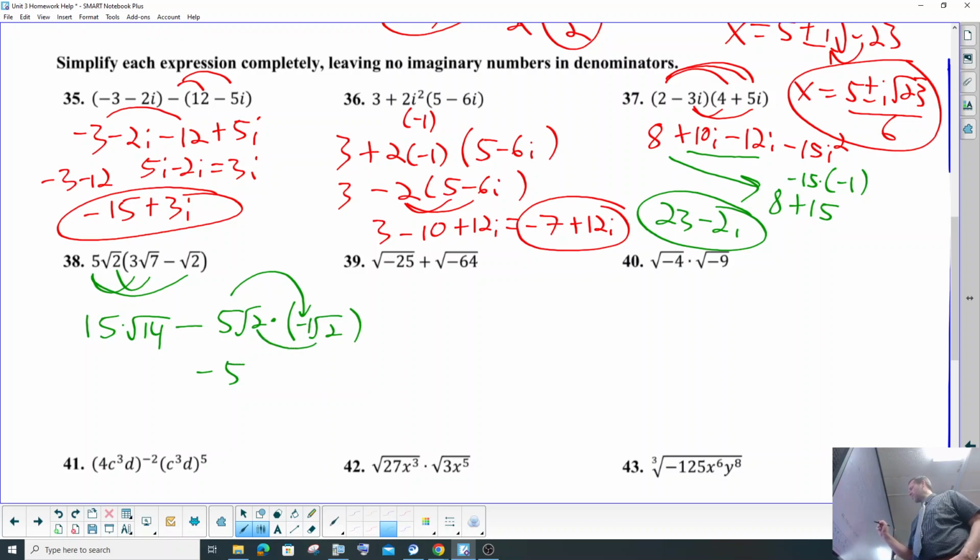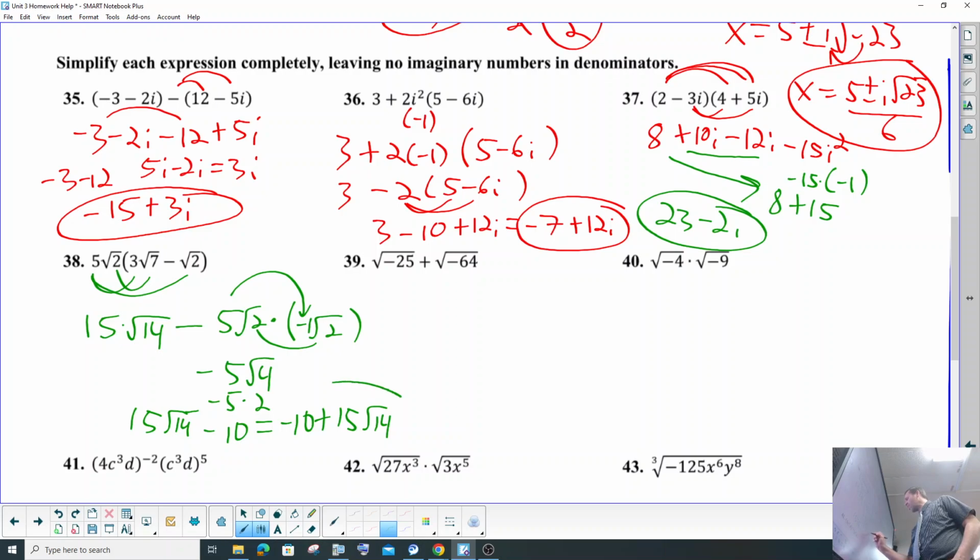And then 2 times 2 is the square root of 4, and the square root of 4 is 2. And negative 5 times 2 is negative 10. So we have 15 radical 14 minus 10. 2 and 7 is what 14 breaks down into. Nothing comes out there, so we have to put the whole number first. So negative 10 plus 15 radical 14 is our answer. Could you do that on the final exam?